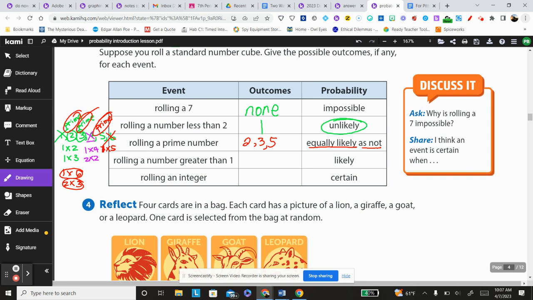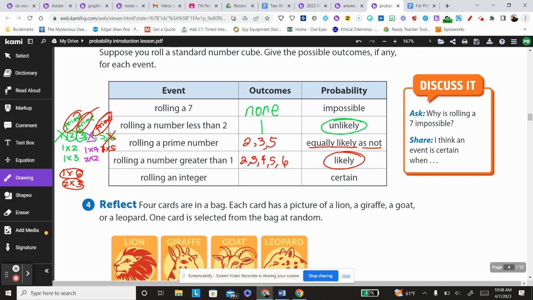All right, what about rolling a number greater than 1? Who can list the numbers greater than 1? 2, 3, 4, 5, and 6. So this is very likely. Why? Because it's almost all of the numbers on the cube, right? It's not certain, but very likely.